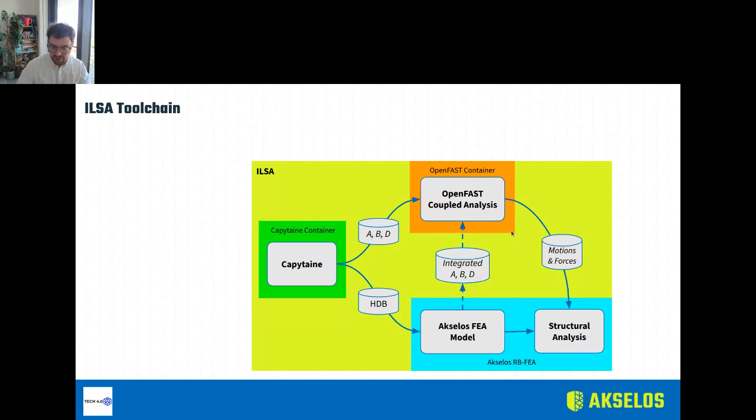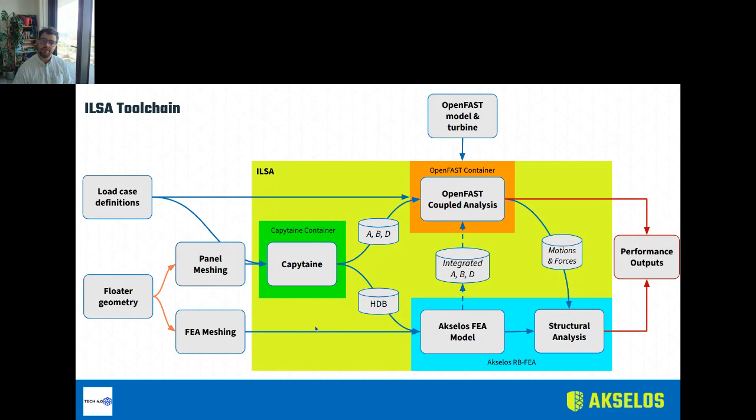Now, computationally, ILSA is based on a container-based implementation. Each one of these solvers lives inside its own container: Capytaine, OpenFAST, and Akselos. This is important because it means the environments are much more manageable. More importantly, we can easily allocate the necessary resources to each of these solves. This is key if we want to leverage the cloud computing power that we have at Akselos, or in general, to ensure that we can get answers as efficiently and as robustly as possible.